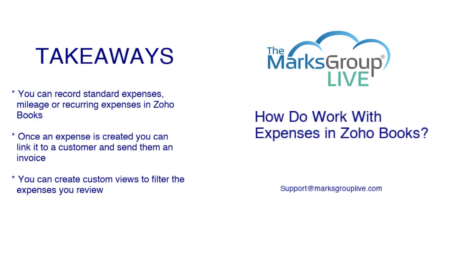So let's go back to our takeaways. And you can see here what we covered was the different types of expenses that you have in Zoho Books, being the standard expenses, the mileage, or the recurring expenses. Once you create an expense, it's very easy to send it as an invoice to a customer, and you have the option of adding additional items to that invoice. And finally, you can create custom views to filter the expenses you want to review.